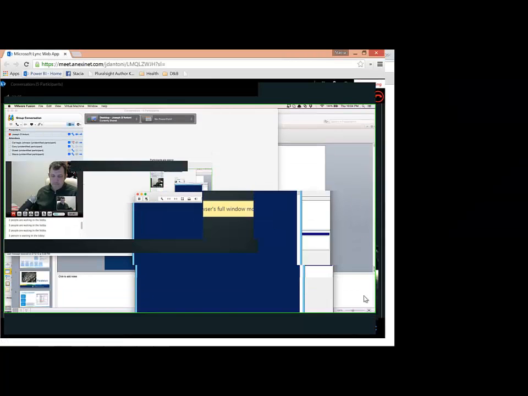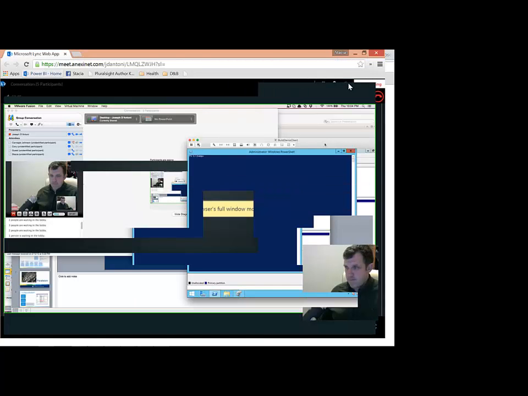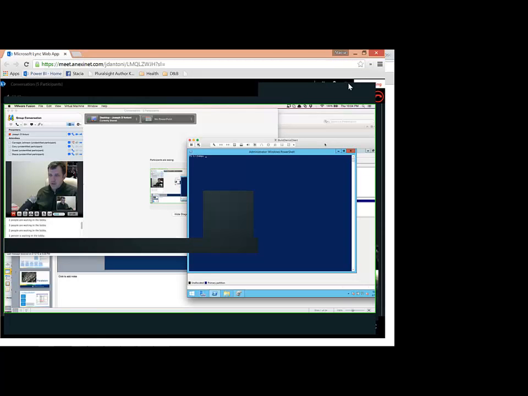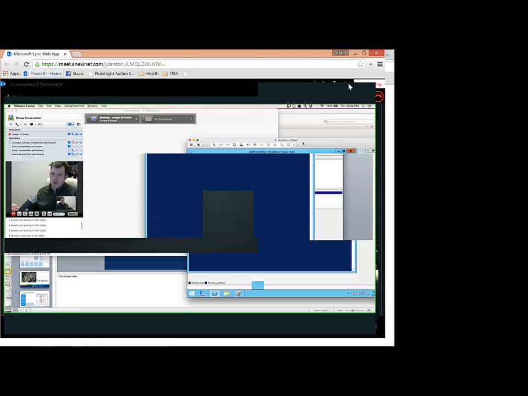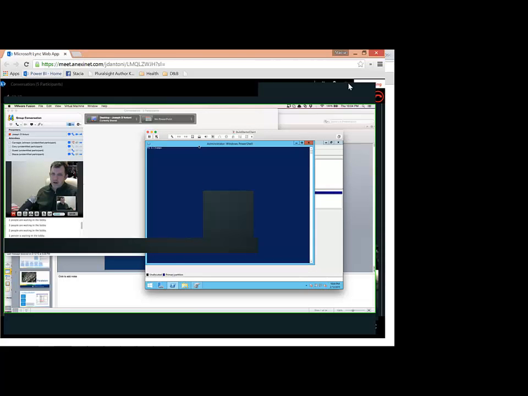Full screen mode, it's not clearing out the browser, but okay. I guess that's the best we can do there. So your PowerShell window is really small, so I'll change the font real quick. Okay, alright. I'm going to let you take it from here.